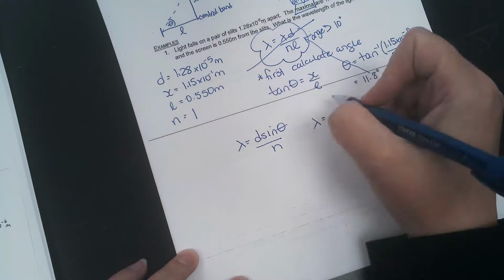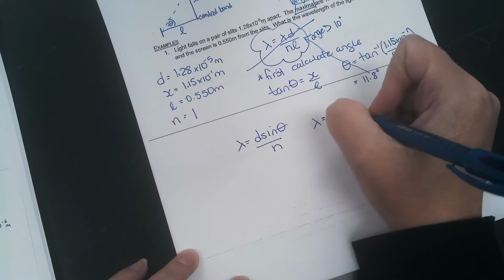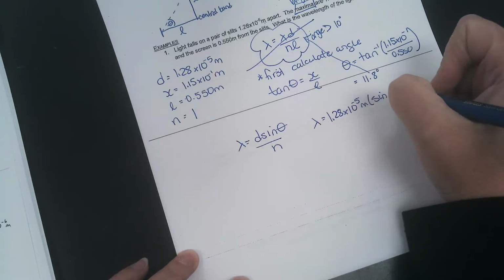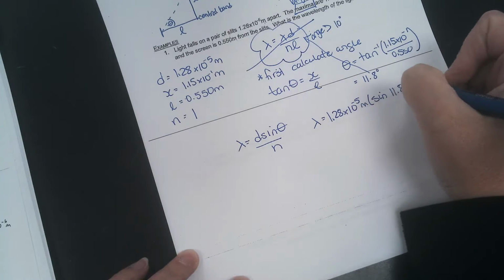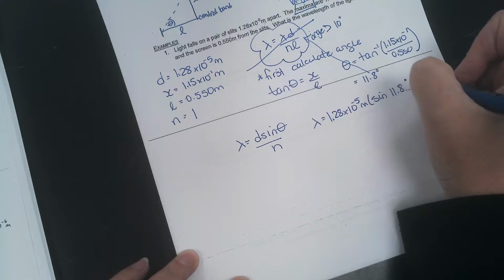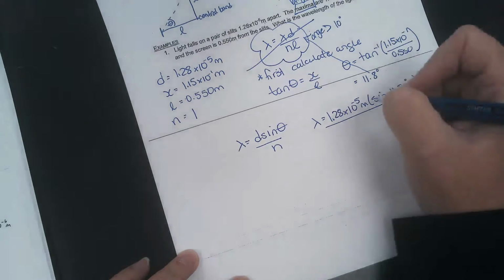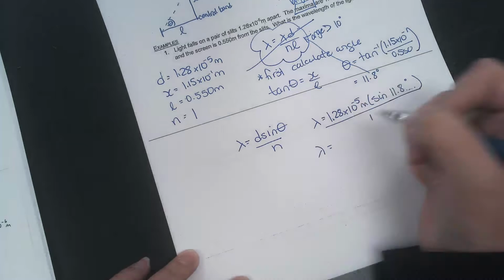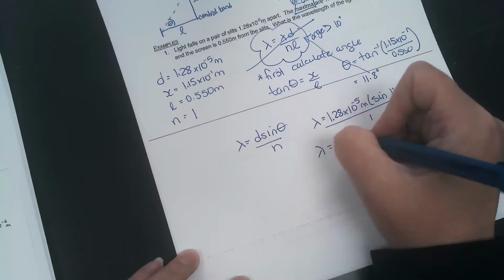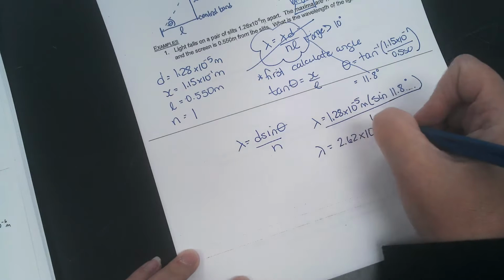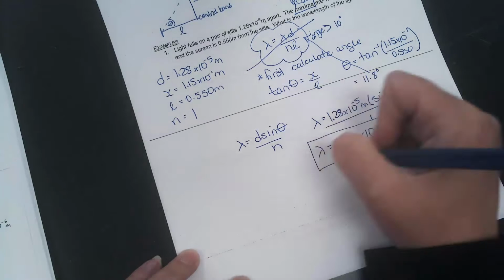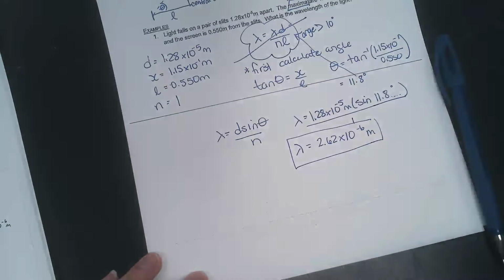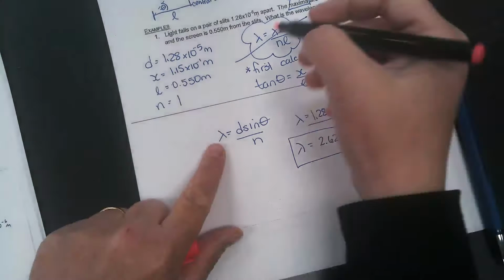So wavelength is equal to 1.28 times 10 to the negative 5 meters multiplied by the sine of 11.8, and use all your digits, degrees, divided by 1. And we see that wavelength is equal to 2.62 times 10 to the negative 6 meters. So a little bit of extra work is involved, but this is really important that we calculate this angle first.